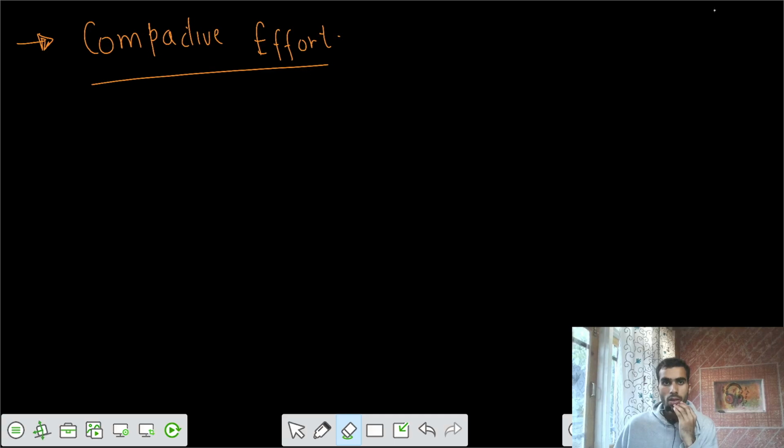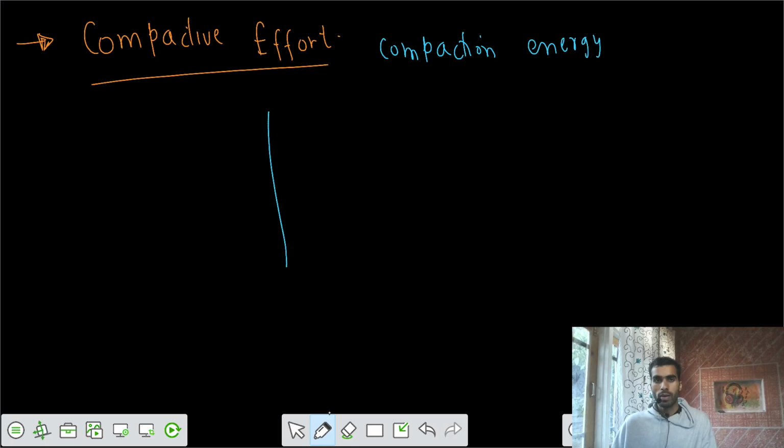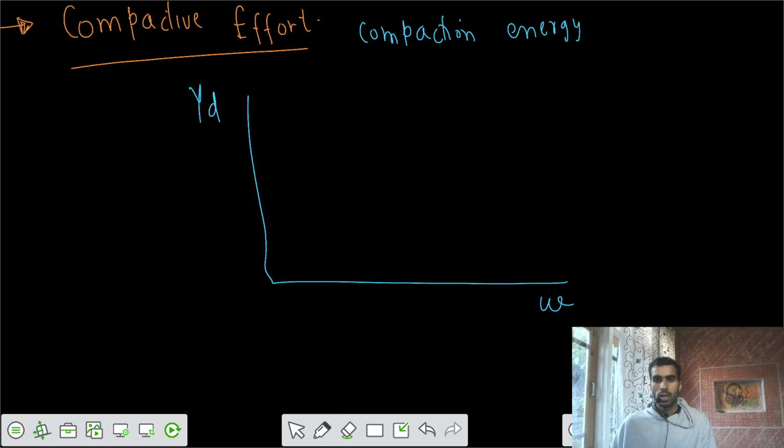Here we have compaction of soils. One of the factors affecting the compaction of soils is the compactive effort. It is actually the compaction energy, meaning how much compaction energy you are applying on that soil. Energy per unit volume.